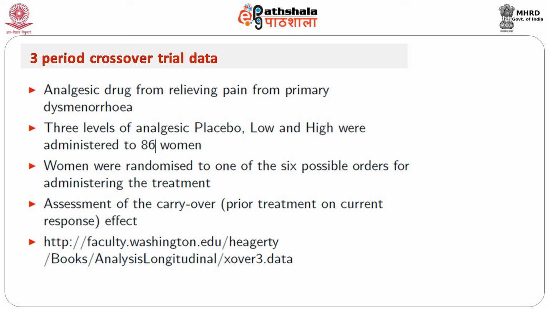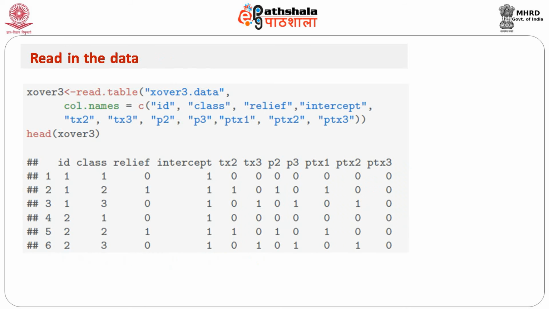Now, this data can be downloaded from the book by Diggle, Liang, Zeger and Heagerty, from the website for the book Analysis of Longitudinal Data. This data can be downloaded as a data file and stored. Here we first read the data, read dot table, and the data is the crossover 3 data. So, this is a 3-period crossover.